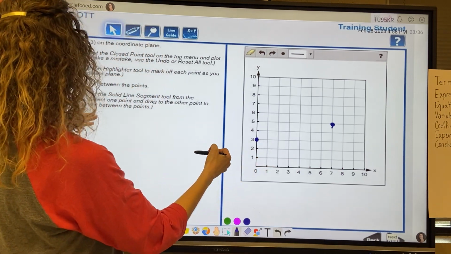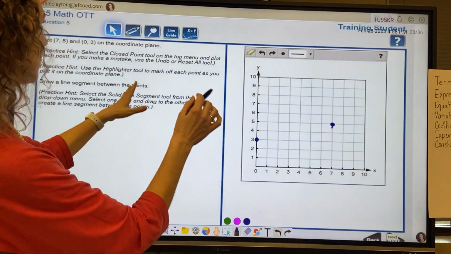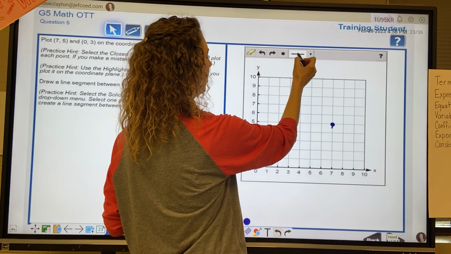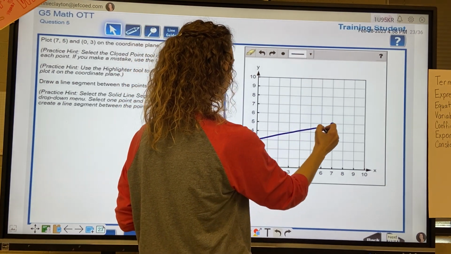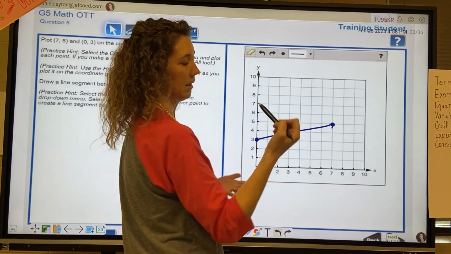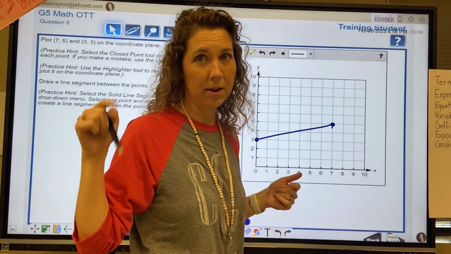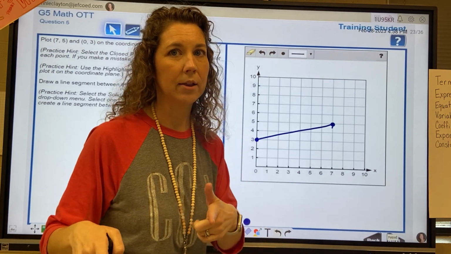And then it says to draw a line segment. So I think there's some kind of tools, like this little tool right here. You're gonna click that, and I'm not exactly sure, but you would drag it between those 2 points, and we'll practice it on the actual website when we get closer to the test.